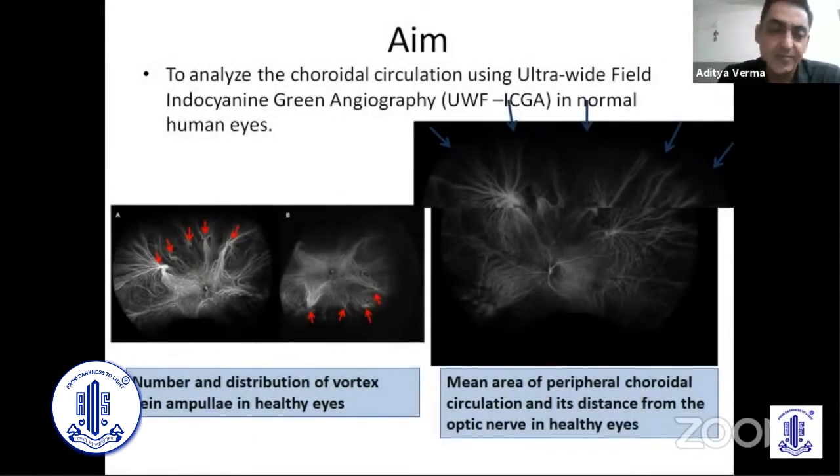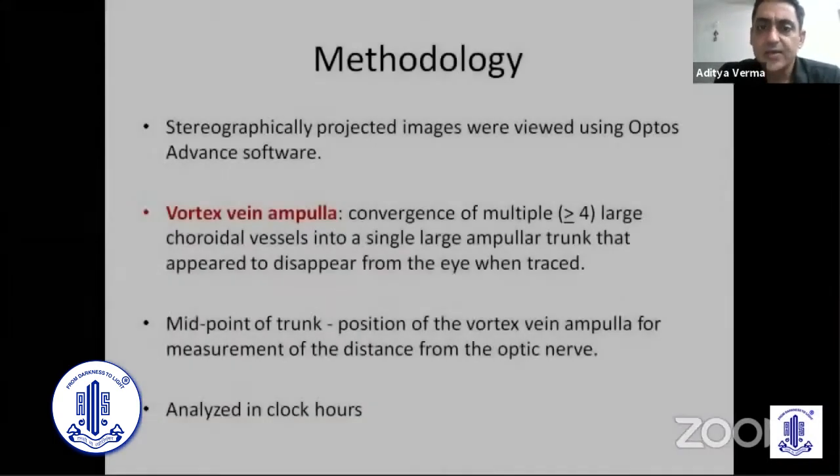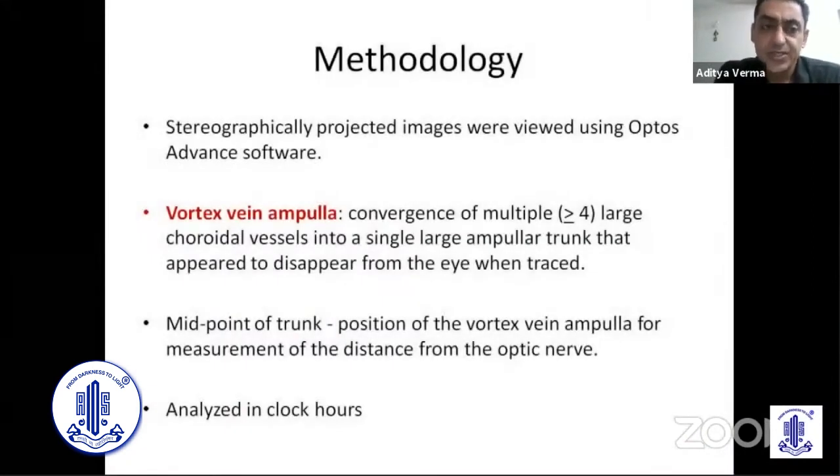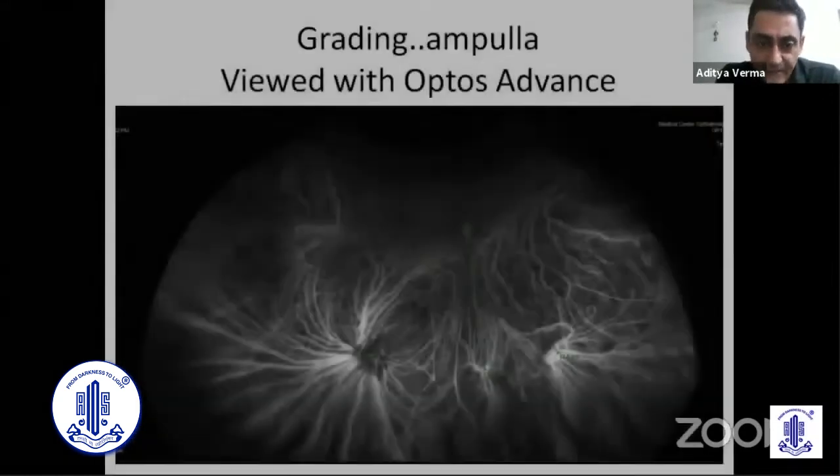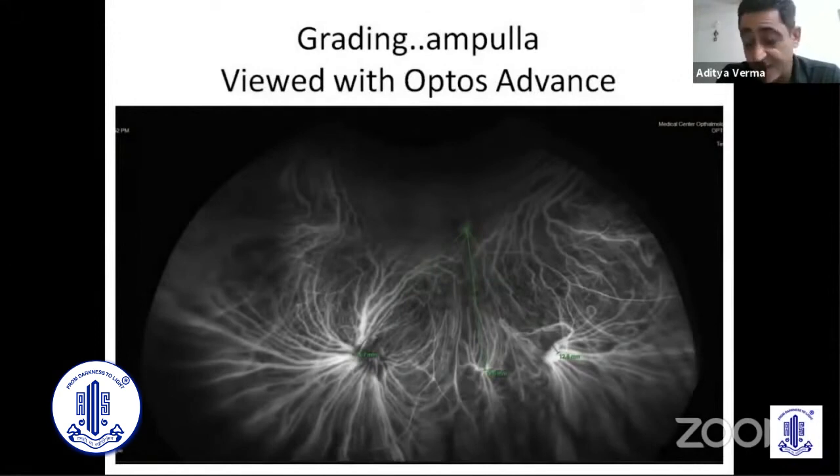It had 2 arms. In arm 1, we analyzed the number and distribution of vortex veins seen with the help of ICG angiogram in healthy eyes. In arm 2, we analyzed the mean area of peripheral choroidal circulation and its distance from the optic nerve in healthy eyes. Again, we stereographically projected the images and viewed them with the Optos advanced software. The vortex vein ampullae were first marked in a predefined fashion, and once marked, the distance from the center of the optic nerve was calculated.